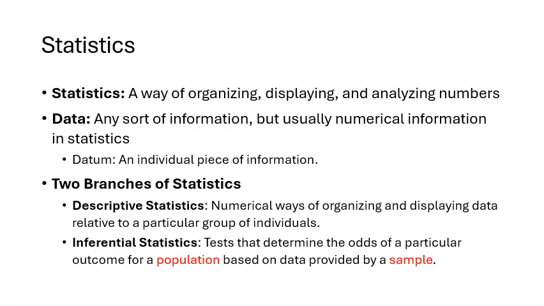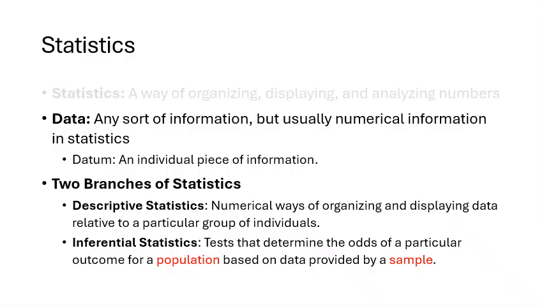But inferential statistics is what we're working with in this class, and this usually involves some sort of a test. And usually what we're determining are the odds of a particular outcome for a population, and we're basing that on data provided by a sample. So let's look at these two words, population and sample.